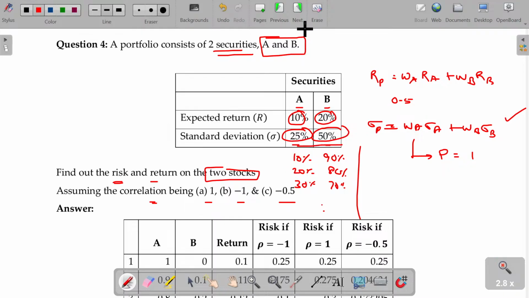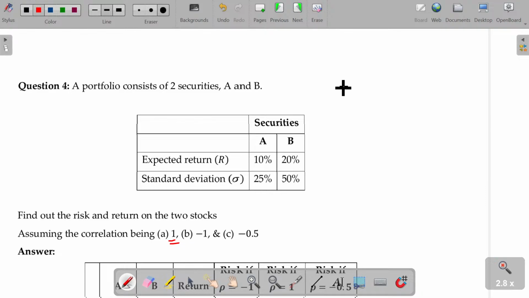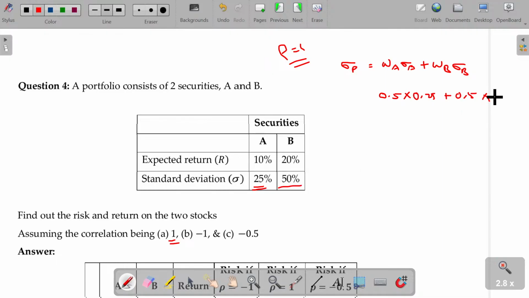If the correlation being 1, the answer could be this way. Standard deviation of portfolio is equal to weight of A times standard deviation of A plus weight of B times standard deviation of B. This will be true once the correlation is equal to +1. If I add 50-50, 0.5 of A and standard deviation being 0.25, 0.5 of B into standard deviation of B being 0.5, what is the final value? 37.5%. Am I right? 37.5%.